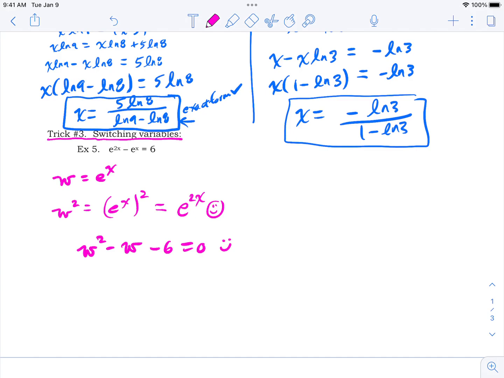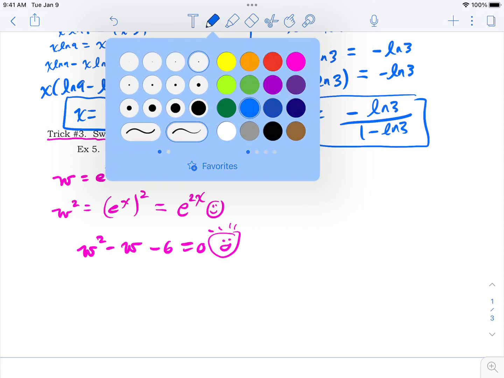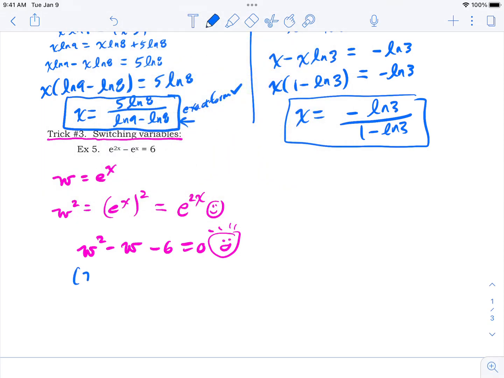So now I'm really happy. That's like an even happier happy. Yay. We transformed our impossible-looking equation into a nice quadratic form. And so then we can do the old, let's factor this here.